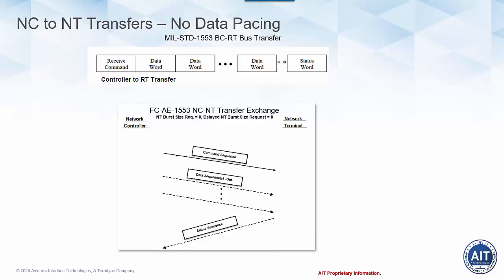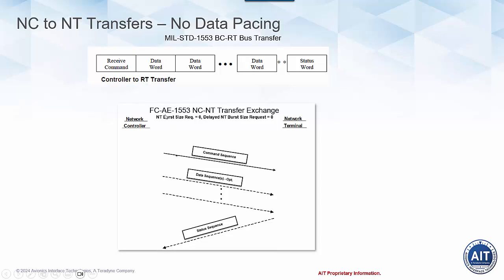All right, so now let's actually talk about some data transfers here. So at the top, I have the sequence of what happens on a standard MIL-STD-1553 bus controller to RT transfer. What you would have happen first is the bus controller is going to issue a receive command on the bus to the remote terminal. Then it's going to follow with the stream of one or more data words. And then the remote terminal, after it receives, is going to issue a status word that's going to indicate to the bus controller if it received it or if there were errors. Basically indicate the status of success or not.